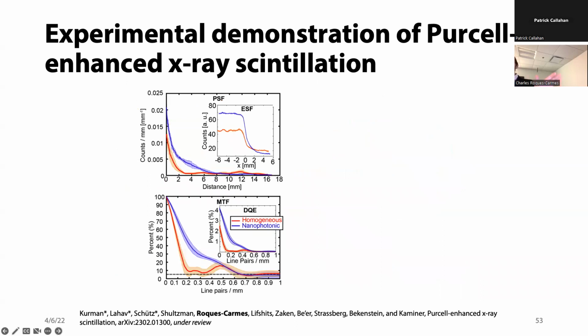This is also a demonstration of the capability in terms of imaging of those inverse design photonic scintillators. You see here that the PSF is stronger at x equals 0, which just means that you get more photons out. And also the MTF can be better. So you get, in principle, a better resolution.